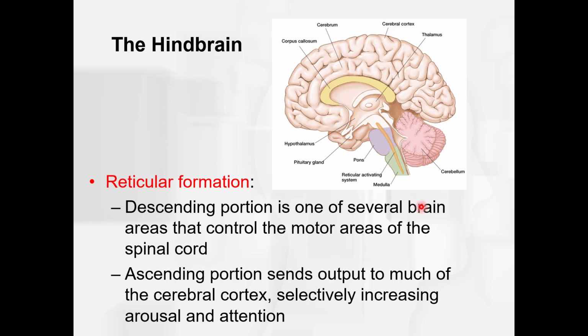As incoming sensory information is coming up from the spinal cord, the reticular formation senses that and sends signals to the cortex to arouse it, to promote readiness for the arrival of that sensory information. And again, because it's important in arousal and attention, we'll talk about it more when we cover sleep in a later chapter.